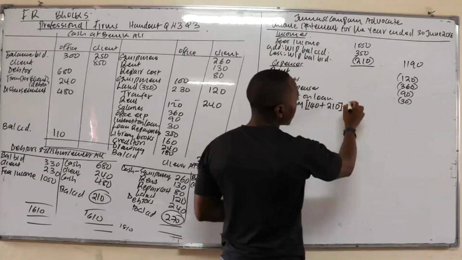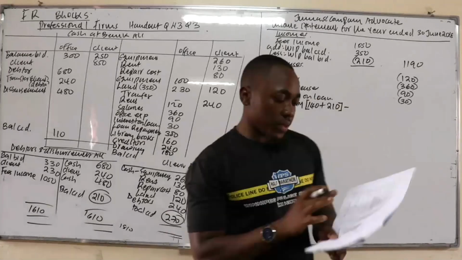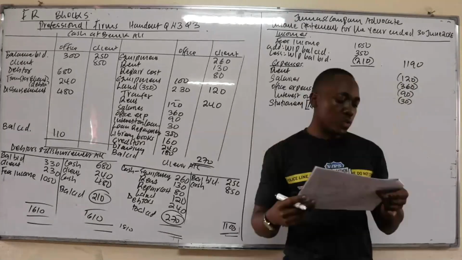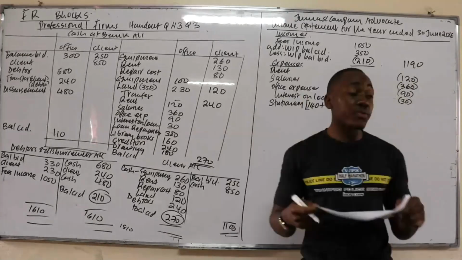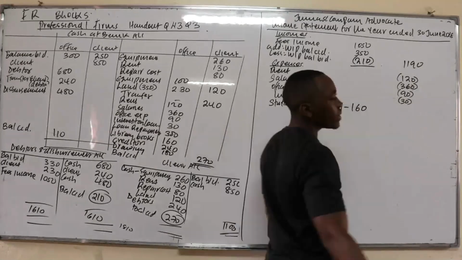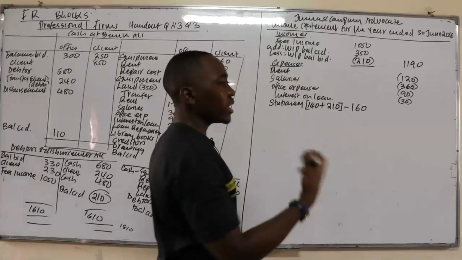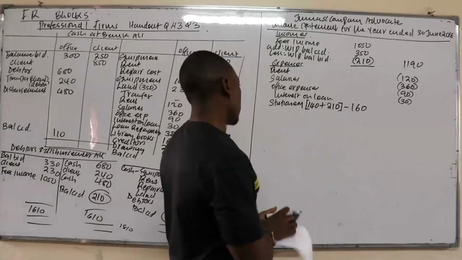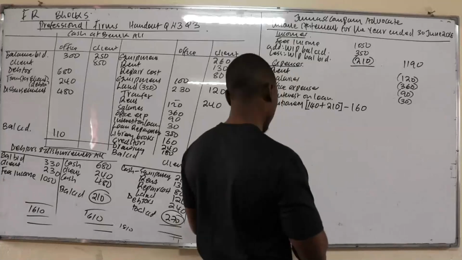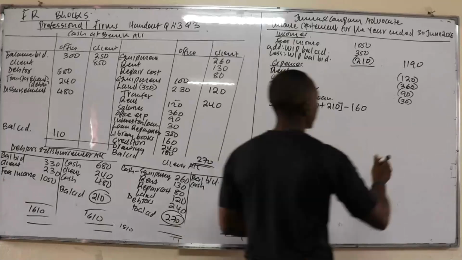Let's go to note number 12. On 30th June 2018, stationery in the store was valued at 160. So you can call it either depreciation or you can call it stationery used. So you take, so that means we used stationery during the year worth 190.